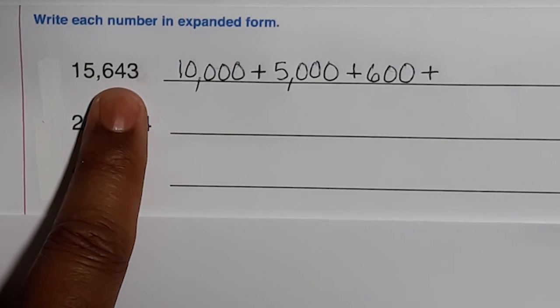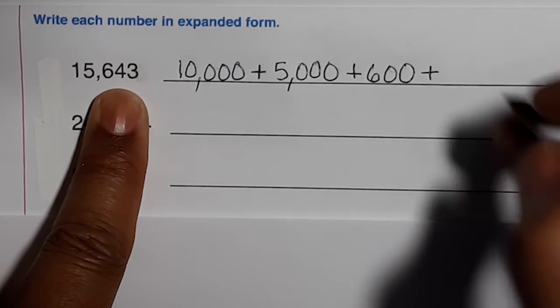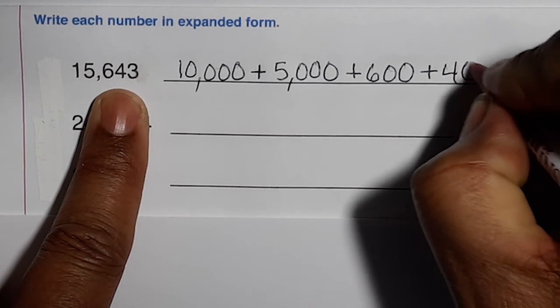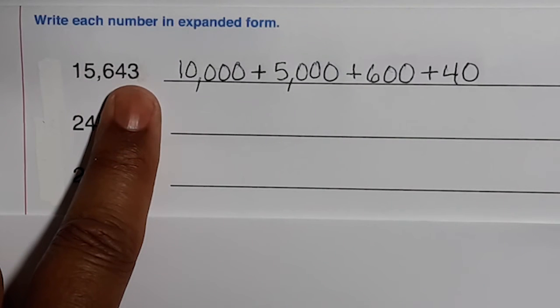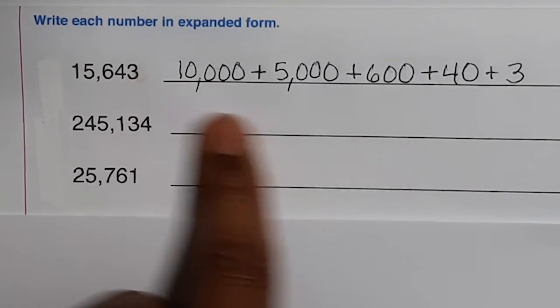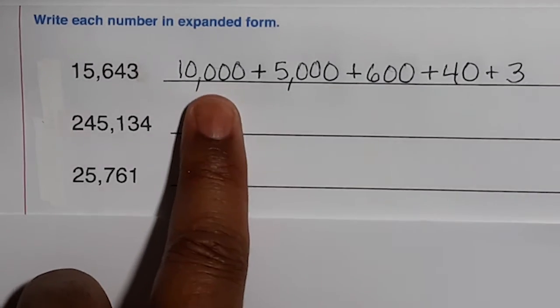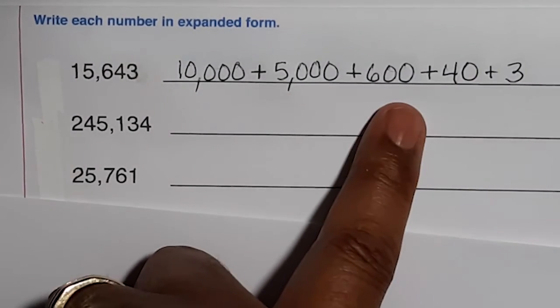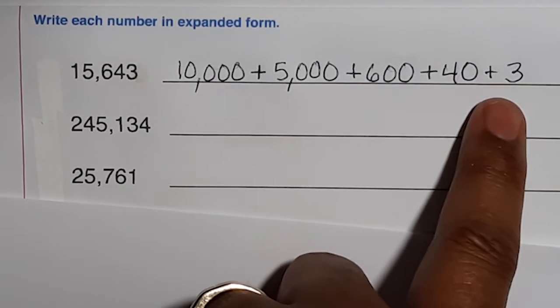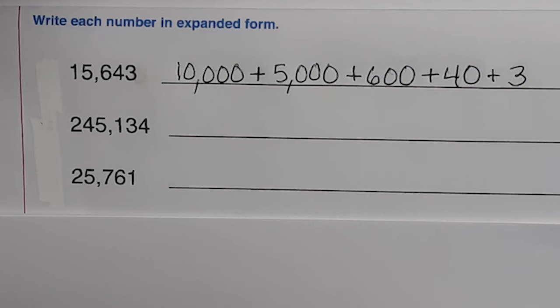The 4 is in the tens place. So what will we write? 40. Very good. And then the last number, the 3, is in the ones position. So we just write plus 3. And that would be our final answer. 10,000 plus 5,000 plus 600 plus 40 plus 3. Okay. 2 more to go.